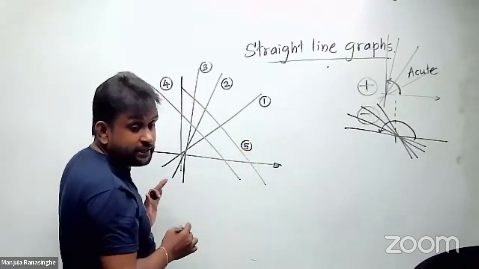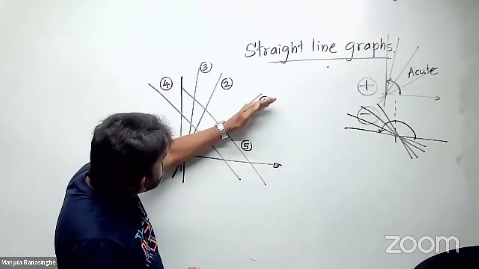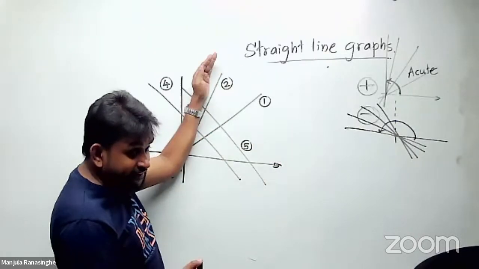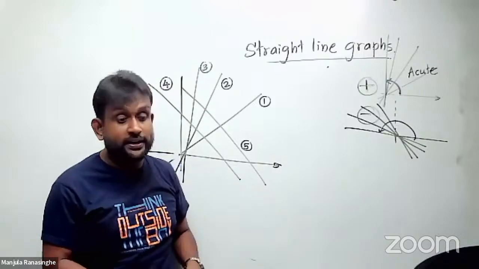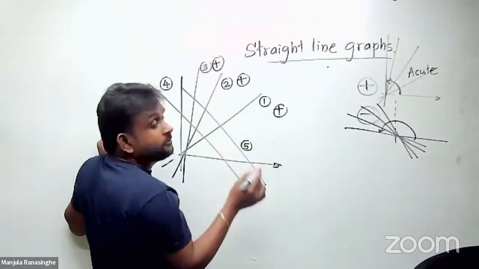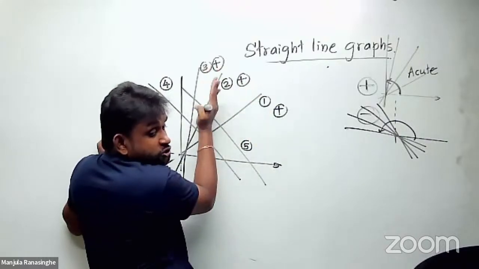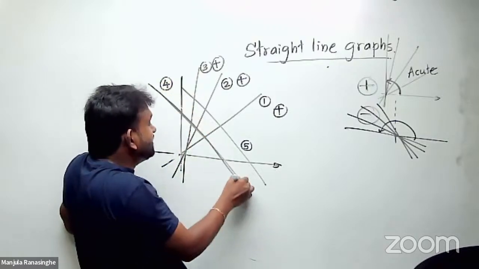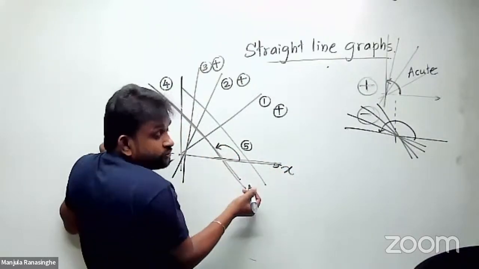Now you have an idea. With the value also you can see that graphs 1, 2, 3 create acute angles with the x-axis, which means they have a positive gradient. So these are positive values, but compare the values also: the value increases while the inclination is more. Then graphs 4 and 5, with the x-axis, create obtuse angles.